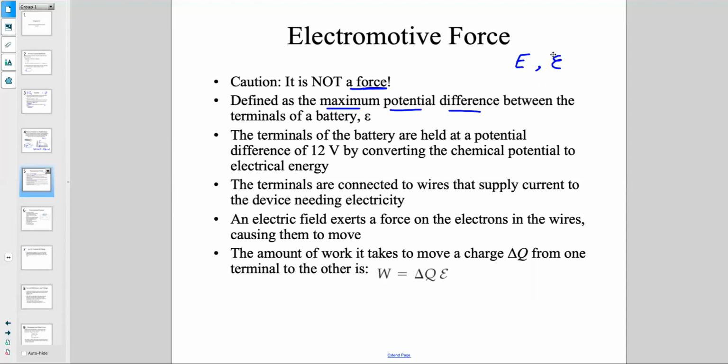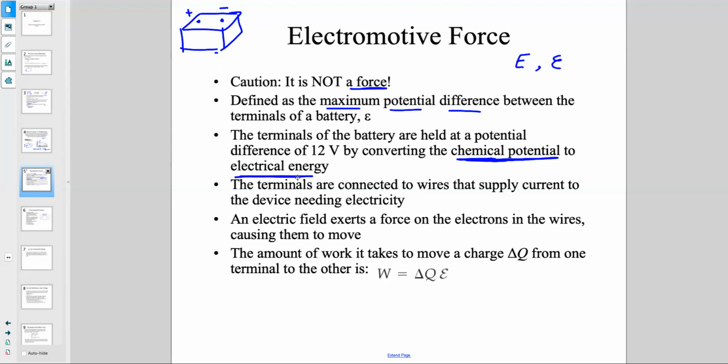The terminals of a battery are held at a potential difference, for example, of 12 volts, by converting the chemical potential to electric energy. So if I have a battery here, let's say a car battery with 12 volts, I have a positive side, plus, and a negative side, minus, and this is always held at 12 volts difference between positive and negative. This is coming from the chemical reactions, chemical potentials that are converting these electrons to go to a higher potential when they are released. So converting the chemical potential to electrical energy. That's what the battery is doing.